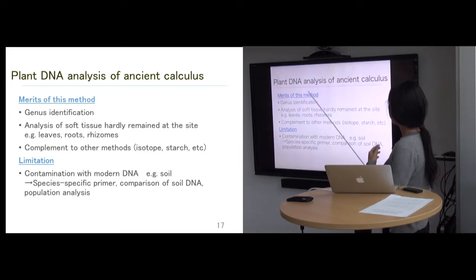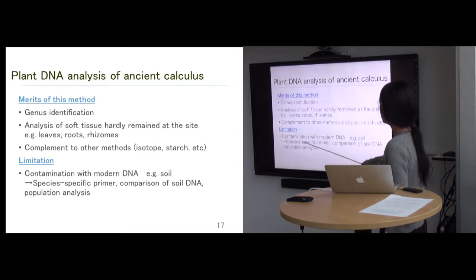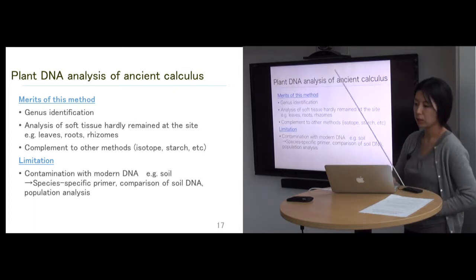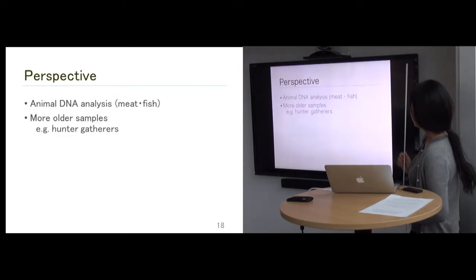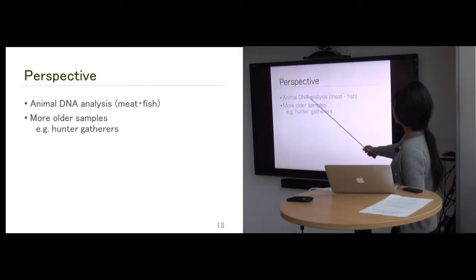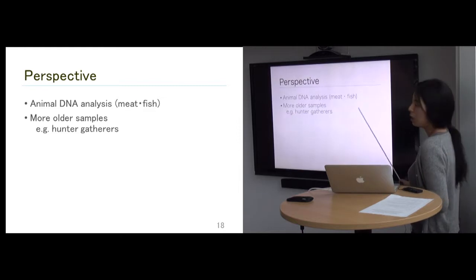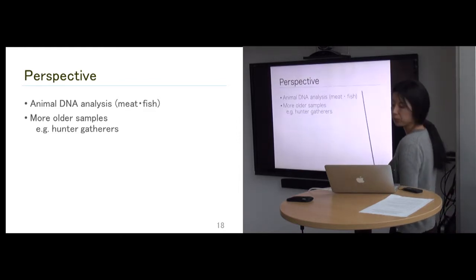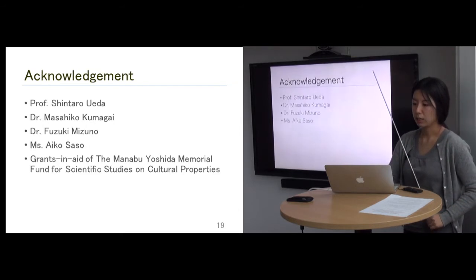To prevent this contamination, we need to use species-specific primers or comparison with a lot of soil DNA, and also population analysis. And the perspective is animal DNA analysis from calculus DNA, like meat and fish, and also older samples, like hunter-gatherer samples. Thank you for listening.